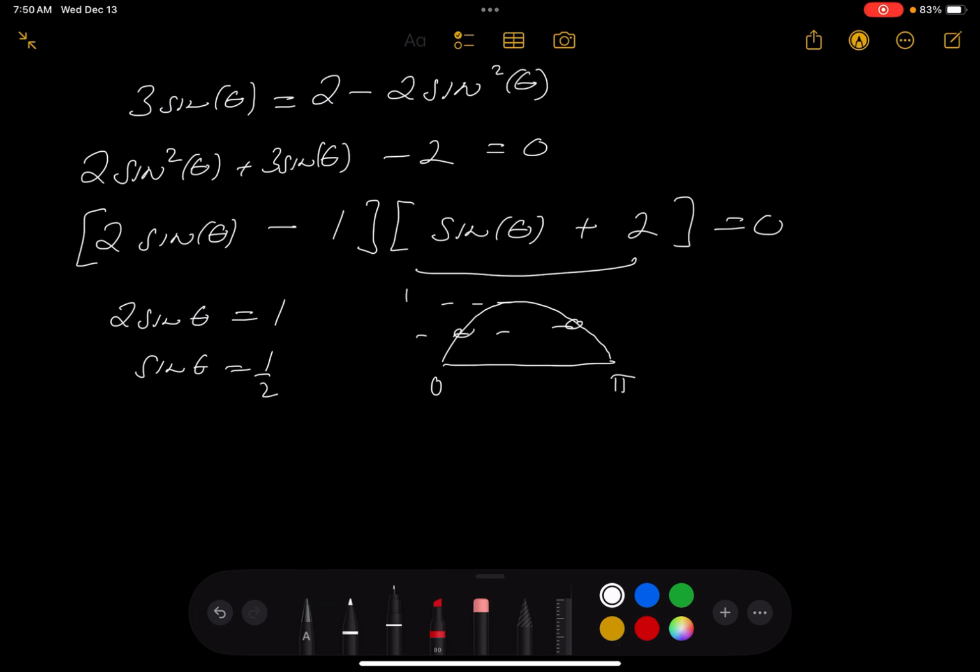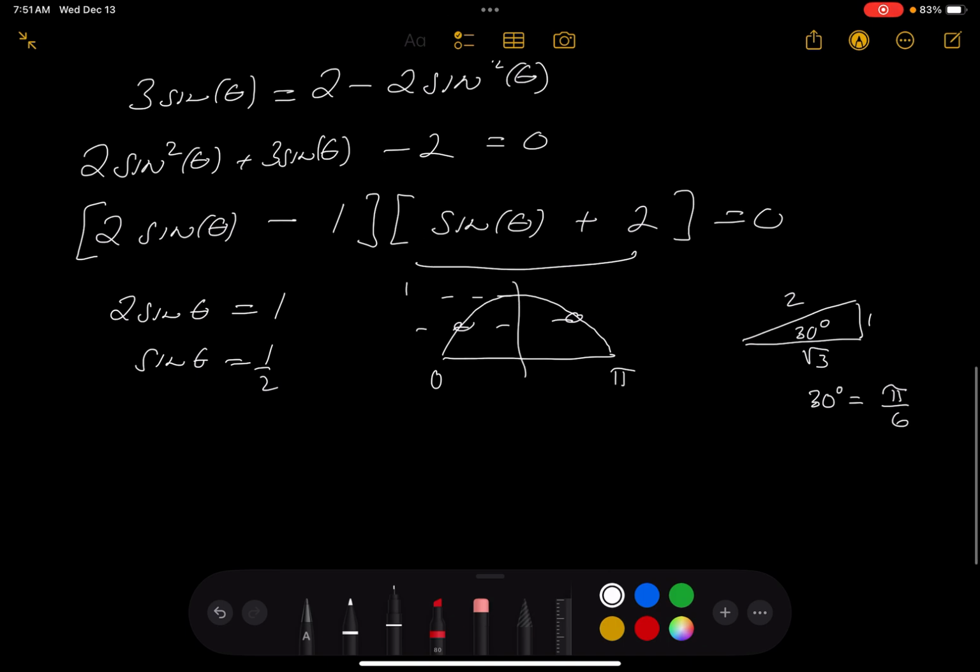So when does the sine theta equal 1/2? Let's go through that. I would do a little reference triangle for you. That would be 1, that would be 2, that would be root 3. What's that going to be? Well, that's 30 degrees, right? And 30 degrees is equal to pi over 6. Now I want to point out that's this angle right over here, which is going to be pi over 6. What's this angle over here? It's got a reference of 30, so it's 150. So it's going to be 5 pi over 6.